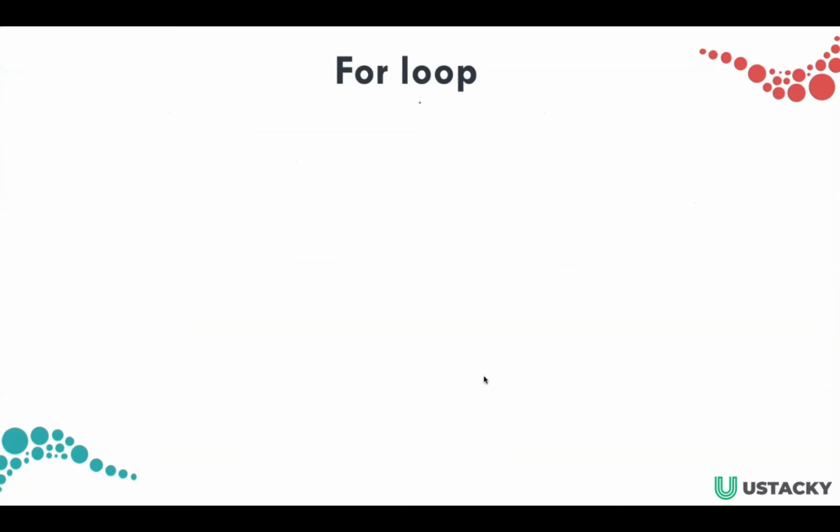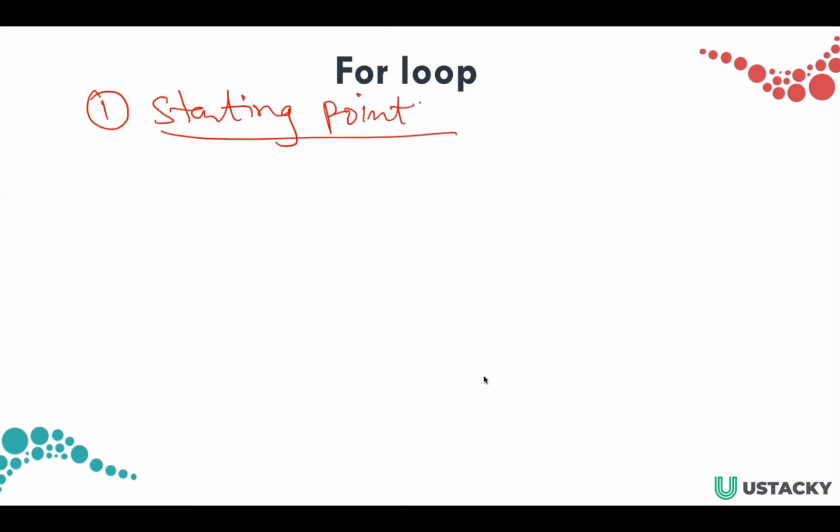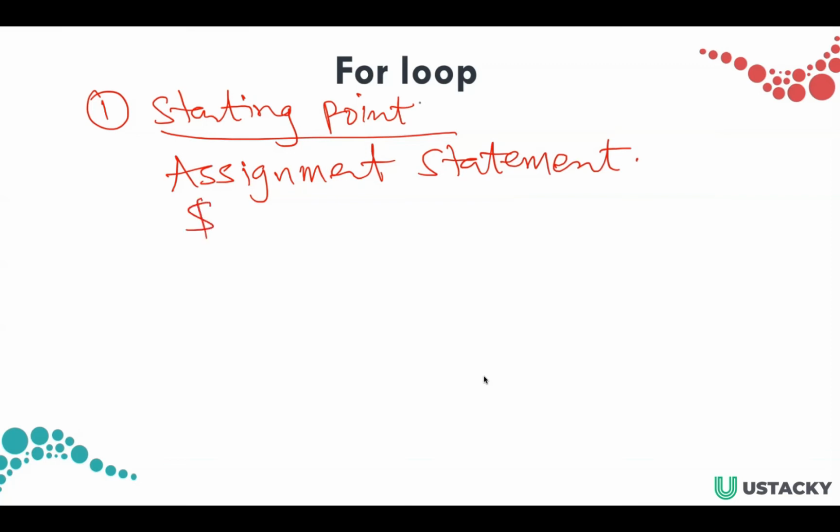This first component is the starting point of the loop. And it is usually an assignment statement. For example, if you want your starting point to be 0, you can write $value or $I, which is frequently used in loop, equals to 0. If you want your starting point to be 1, you simply have $I equals to 1.